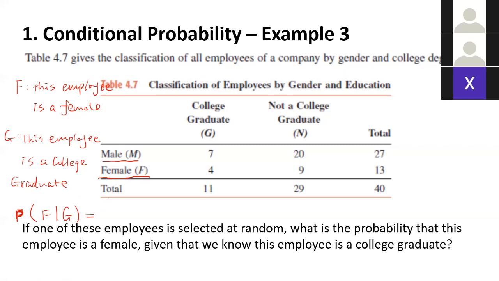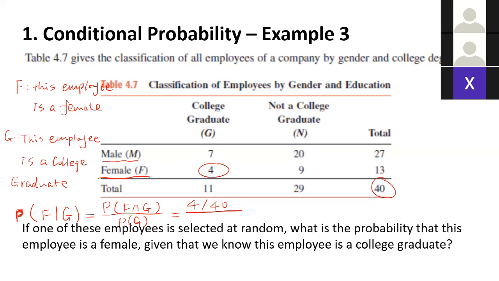We calculate conditional probability by definition. Probability of F given G is defined as the probability of the intersection of these two events over the probability of event G. First, let's calculate the probability of the intersection. If you randomly choose an employee from this company, this employee is a female and is a college graduate. How many people are there? There are 4 people, so 4 over the total number of people in the sample space, which is 40.